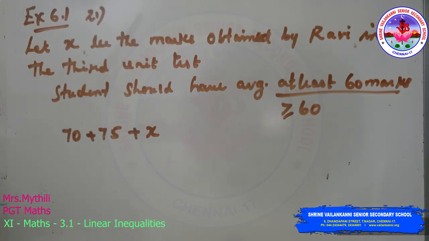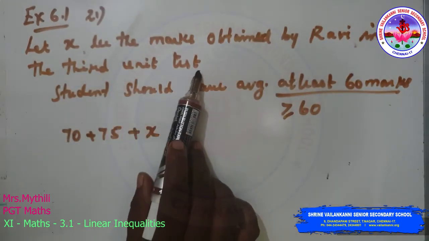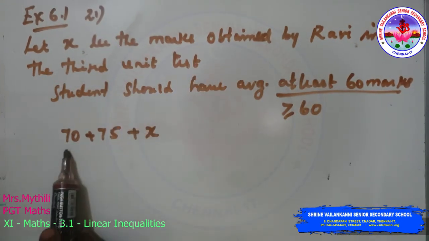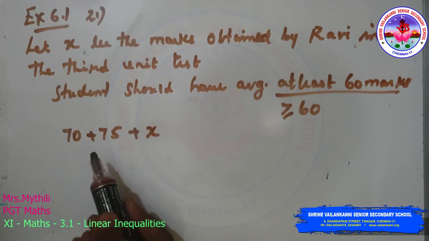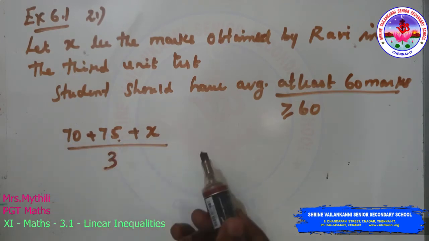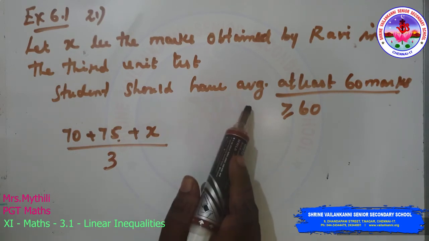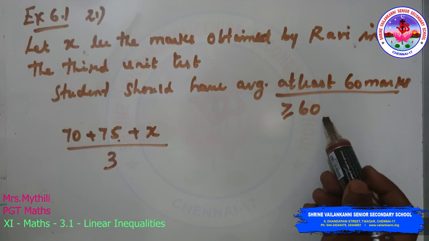Ravi obtained 70 and 75 marks in the first 2 unit tests. Find the minimum marks he should get in the third test to have an average of at least 60 marks. So let x be the marks obtained by Ravi in the third unit test. So the first 2 test marks are 70 and 75 and the third test mark we are taking as x. The average of these 3 marks will be (70 plus 75 plus x) by 3. The student should have an average of at least 60 marks, that is greater than or equal to 60.